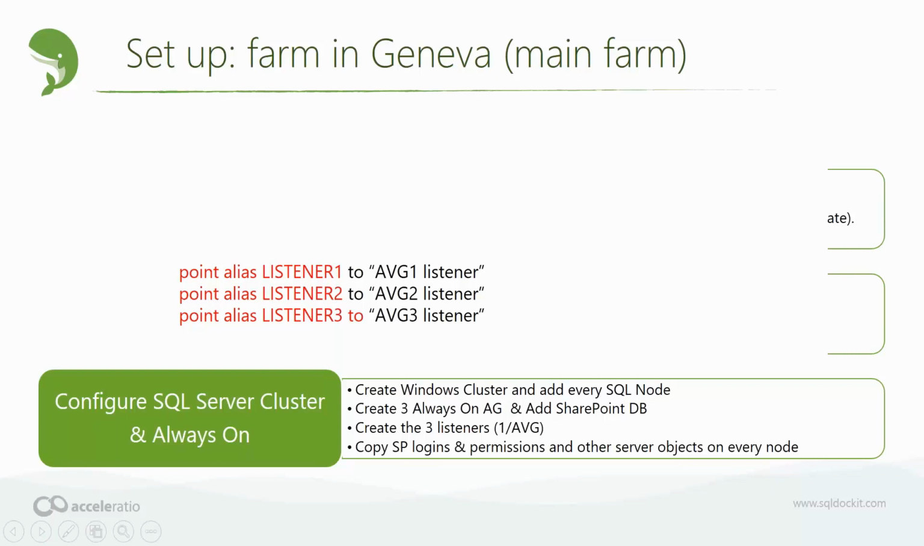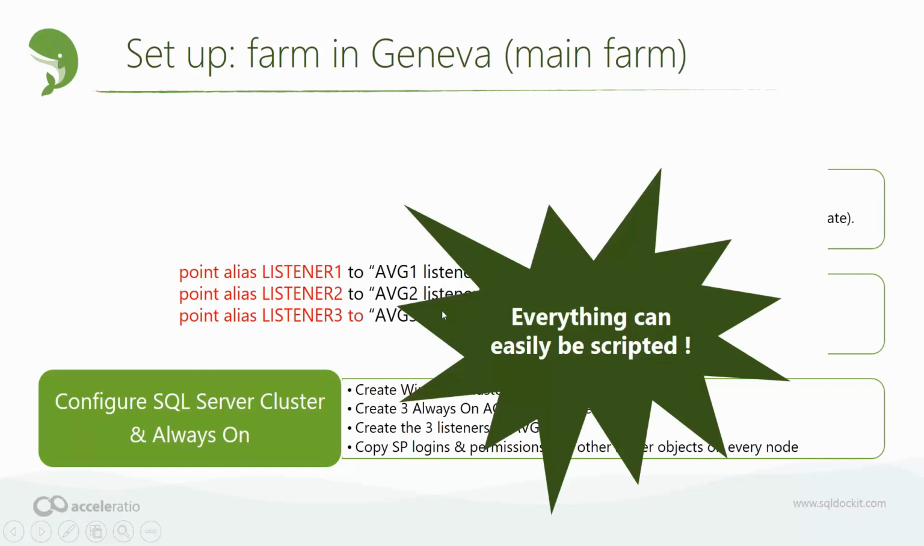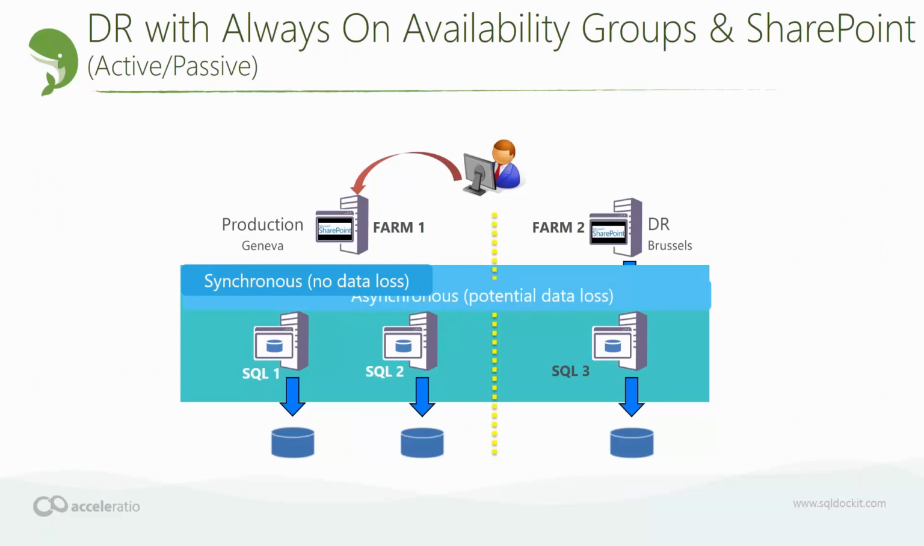Yes. So when the listener has been created, then you can change the alias, the SQL Server alias. So you can point the alias, for instance, alias 1 will point to the AVG1 listener, availability group 1, alias 2 to the AVG2 listener, alias 3 to the AVG3 listener. Right? So voila. And of course, PowerShell is your friend, everything can be scripted. We won't show too much PowerShell here because we also want to focus on the concept, but if you want, we can share the PowerShell. Okay.